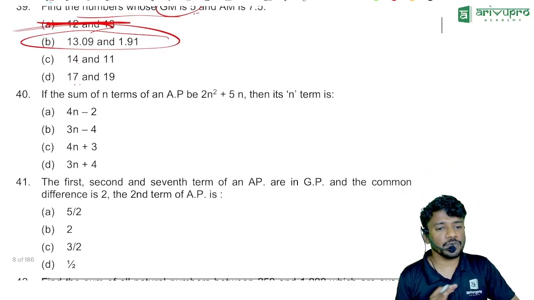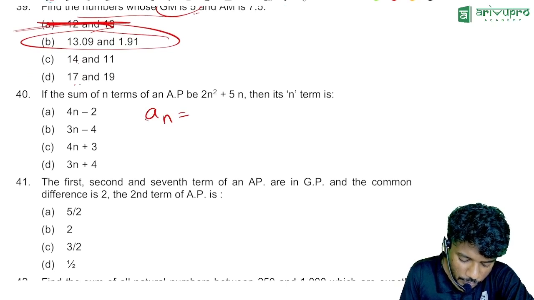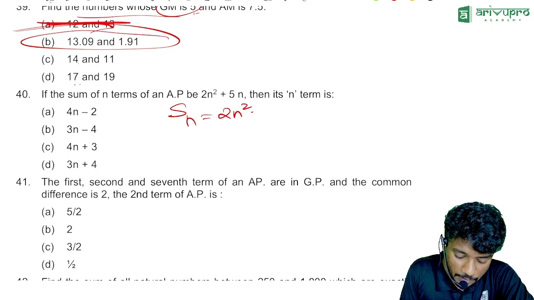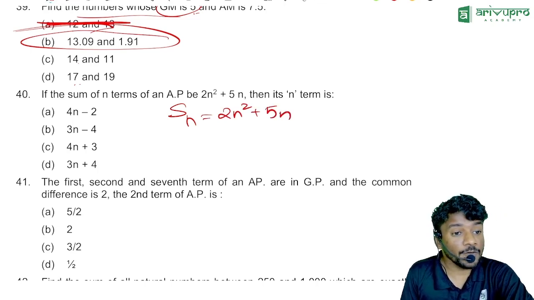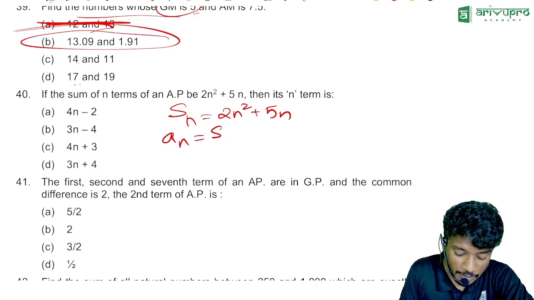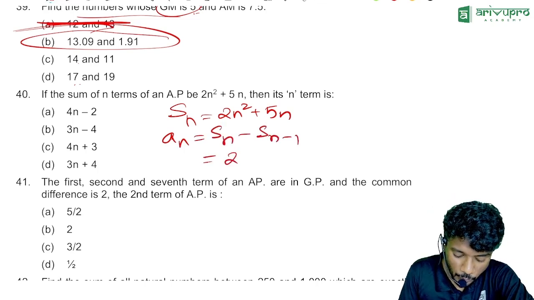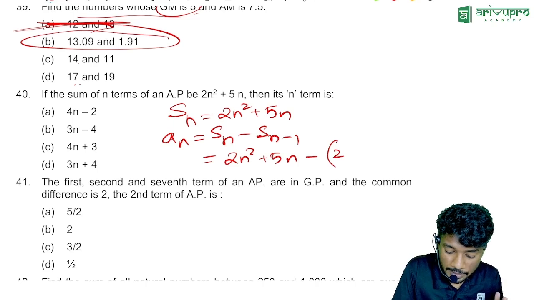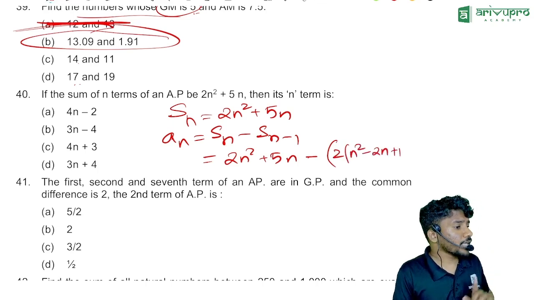Next one. Can you find the answer? Sn is 2n square plus 5n. So I need to find an. How will you find an? an is equal to Sn minus Sn minus 1. So it is equal to 2n square plus 5n minus 2 into n minus 1 the whole square. That is 2 into n square minus 2n plus 1. Correct? n minus 1 the whole square.